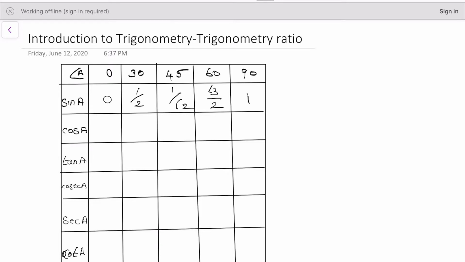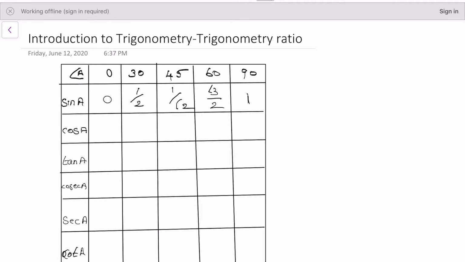Sine 0 is 0 and sine 90 is 1. Sine 30 is 1 by 2. Sine 60 is root 3 by 2. Sine 45 is 1 by root 2. And from this, cos A is vice versa. One more thing we have to know: the sine values go on increasing: 0, 1 by 2, 1 by root 2, root 3 by 2, 1. The value is in increasing order. As the angle increases, the value of sine increases.